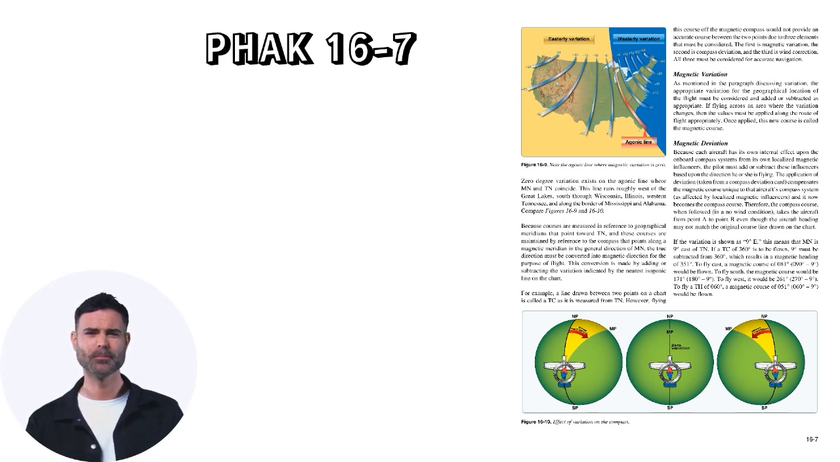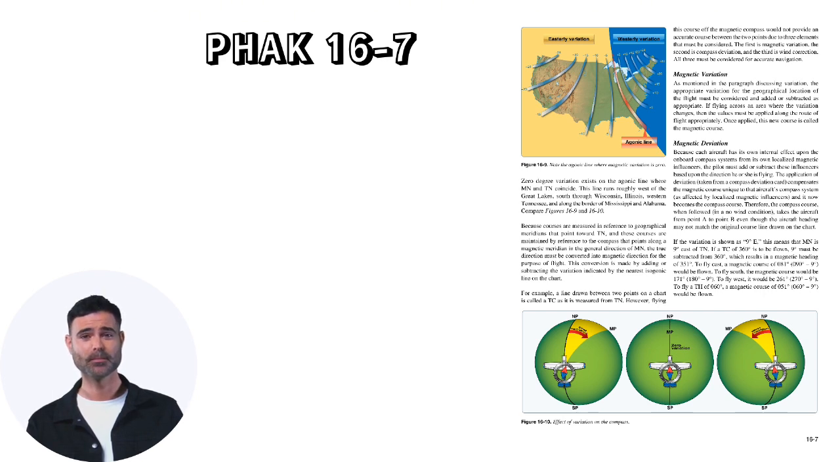Magnetic variation. As mentioned in the paragraph discussing variation, the appropriate variation for the geographical location of the flight must be considered and added or subtracted as appropriate. If flying across an area where the variation changes, then the values must be applied along the route of flight appropriately. Once applied, this new course is called the magnetic course.